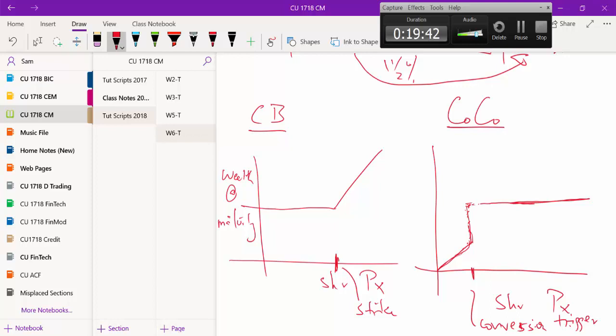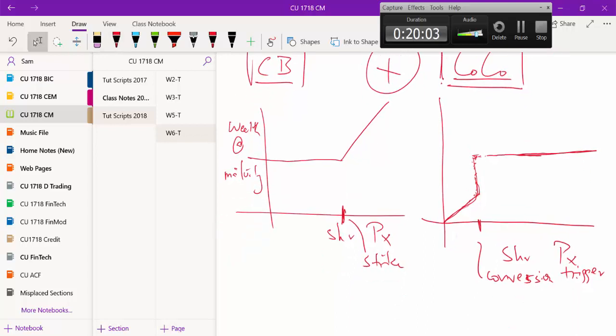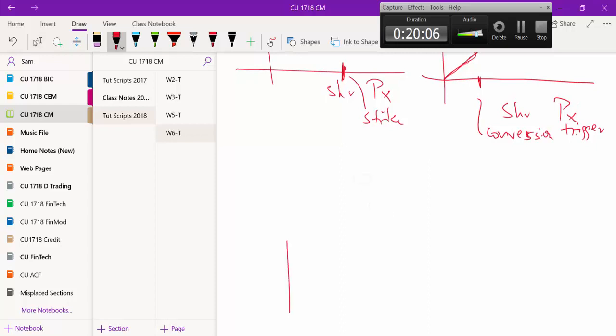It's worth spending a bit of time to think about COCOs because they have been very popular instruments in the market for a lot of high net worth individuals and wealth managers. So the question is, you're really just adding the two. What happens when you add the two together? Well, you get something like this. You get the downside, but you also get the upside.